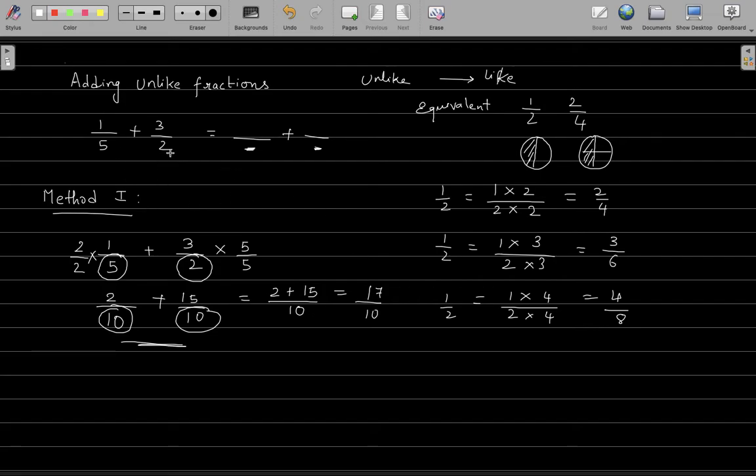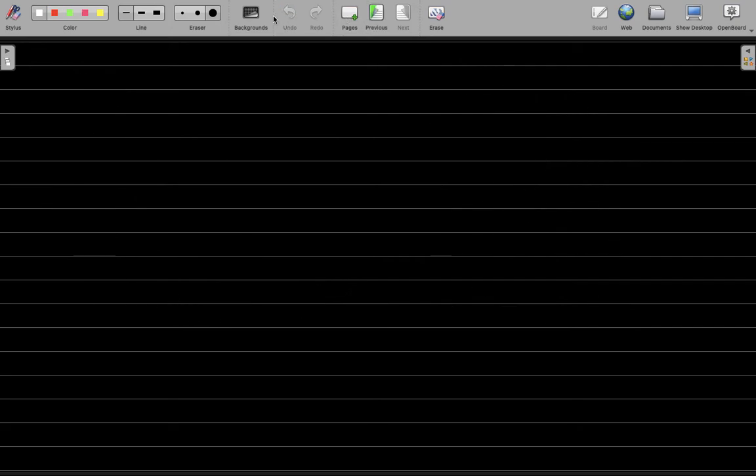Suppose I give you another question. I want to add two unlike fractions, 2 by 5 plus 3 by 7. Now what should I do? I will take the denominator of the second fraction and multiply both the numerator and denominator of the first fraction by 7. Similarly, I have the denominator of the first fraction, 5. I am going to convert 3 by 7 to its equivalent fraction by multiplying this by 5 and this also by 5. Now what do I get?